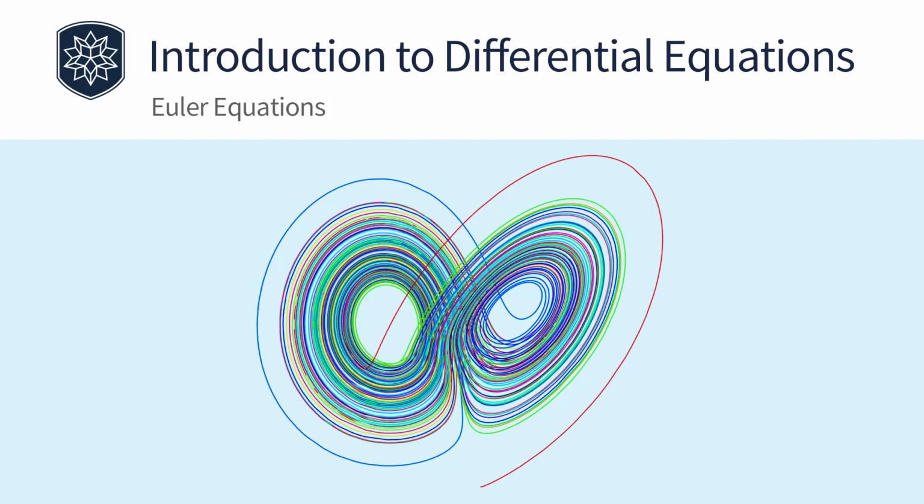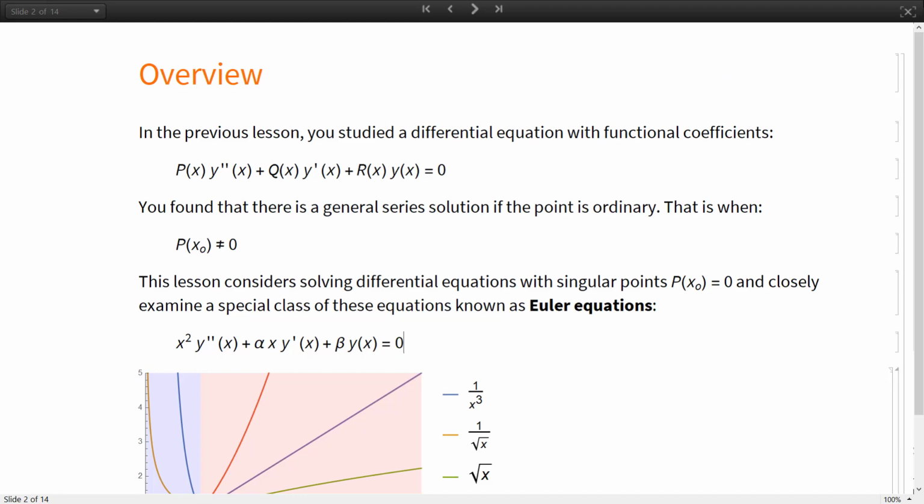Let's take a look at an overview of this lesson. In the previous lesson, we studied second-order differential equations with functional coefficients that took the form of polynomials. We found solutions by constructing a Taylor series about an ordinary point, then found the coefficients for that series such that the expansion satisfies the differential equation around the ordinary point.